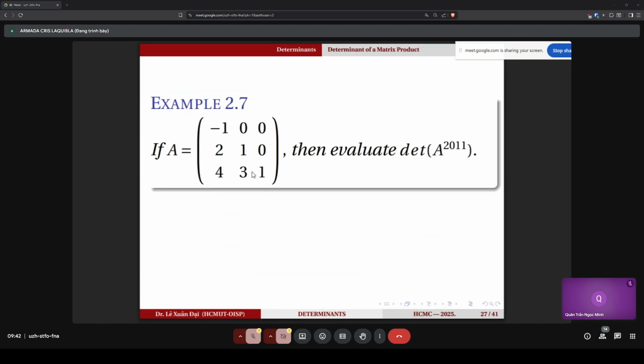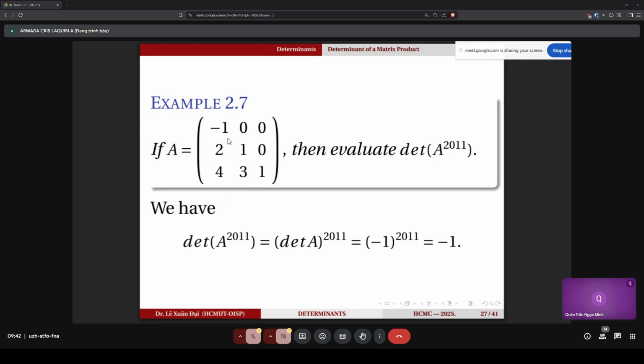If you have something like this, then evaluate A to the power of 2011. So what to do first, get the determinant of your A first. And it's easier to do if you pick row 1, because there is only one entry. And if you solve that, it's actually negative 1. Okay, you check that. And we have here determinant of A to the 2011. You can write the 2011 outside. Now, since the determinant of A there is negative 1, raise that to the power of 2011. It's equal to negative 1.